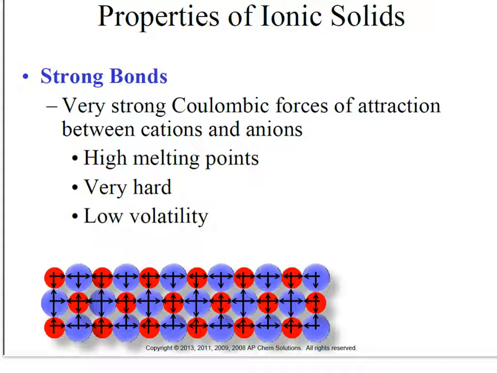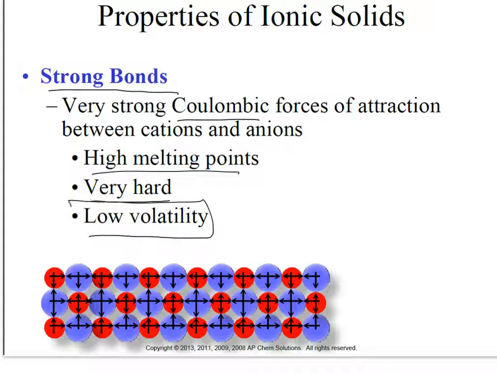All right, some properties of ionic solids. They are very strong bonds, very strong charge forces that attract them together. That's what the Coulombic forces means. That's due to charge. So they have very high melting points. They're very hard, and they are not very volatile. In other words, they're very stable compounds because of these very strong bonds between the atoms.